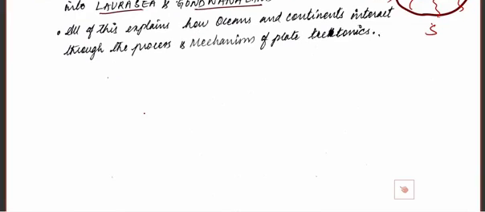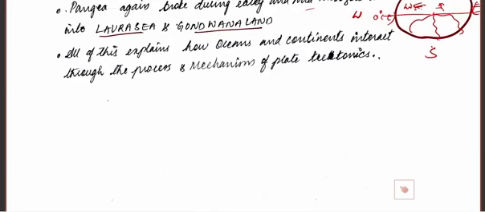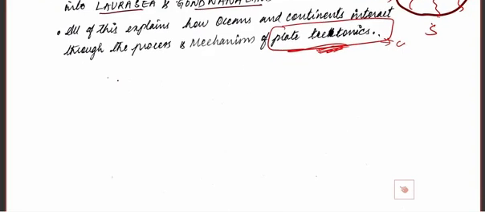So I will show you how the continents moved apart and how they settled. All of this explains how oceans and continents interact through the process and mechanism of plate tectonics. This all forms a part of plate tectonics. We'll discuss this in our coming classes. This is a large topic, a huge topic. So this will take a minimum of one hour of class. So be patient, and it will be an interesting class.